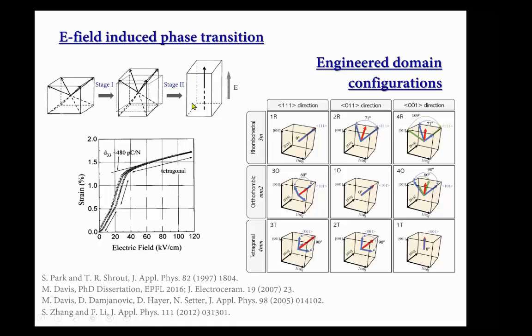This is stage 2. Stage 2 corresponds to the strain behavior here. There is a strain jump near the phase transition. Above this phase transition, in the tetragonal phase, the strain slope is very low. That means the d33 is less than 500 picometer per volt. So in this stage 2, not only does polarization rotation occur, there is also domain switching, and the multi-domain state goes to a single-domain state.